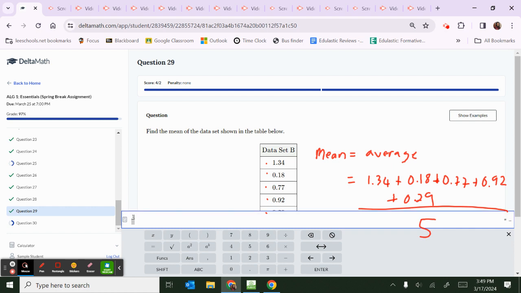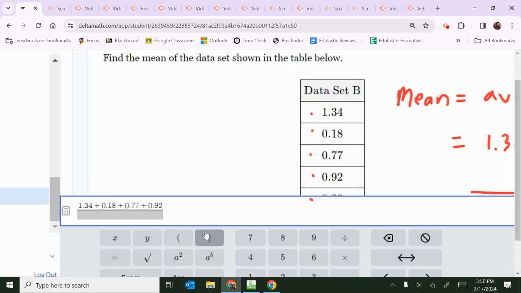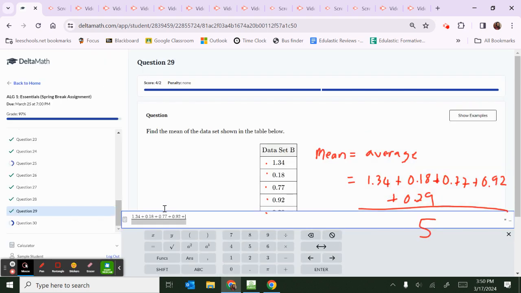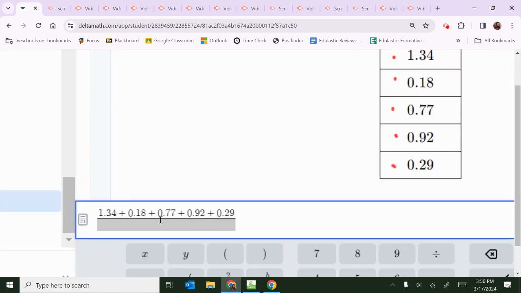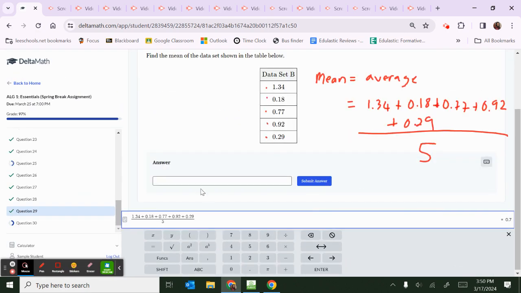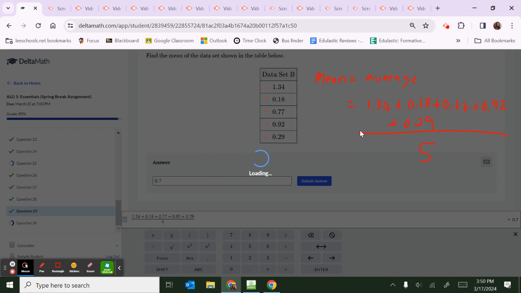I'm going to use my calculator for this one, because those are a lot of decimals. So 1.34 plus 0.18 plus 0.77 plus 0.92. Let's make sure everything is typed in properly: 1.34, 0.18, 0.77, 0.92, then plus 0.29. Let's make sure everything is accurate because I don't want to make a mistake. And then all divided by 5. When I divide it by 5, I get 0.7, and that's how you find the mean or the average.